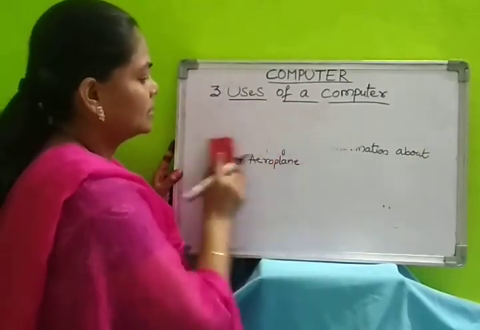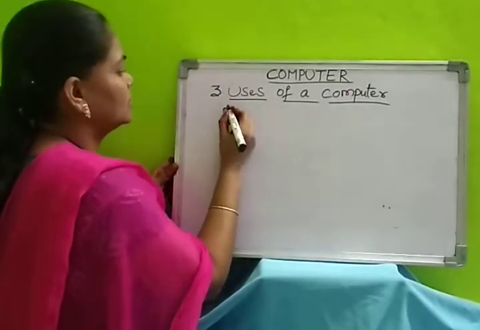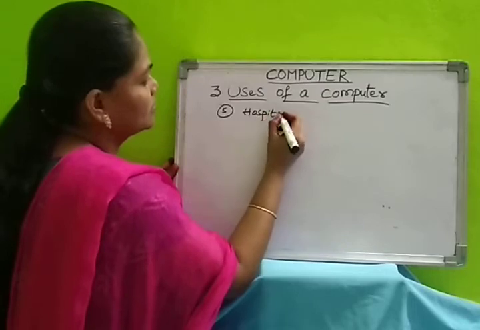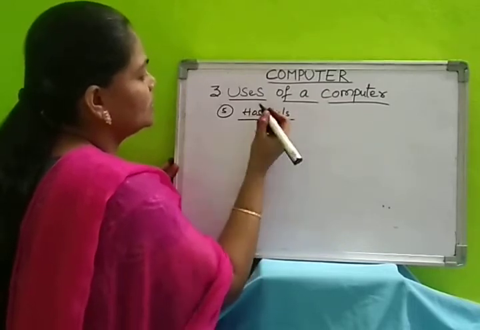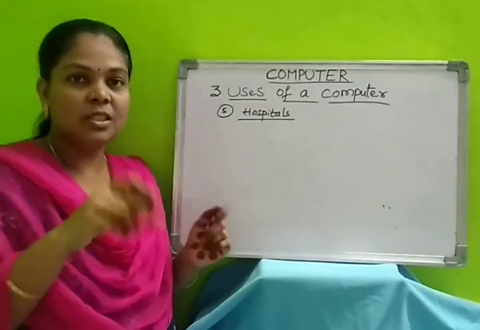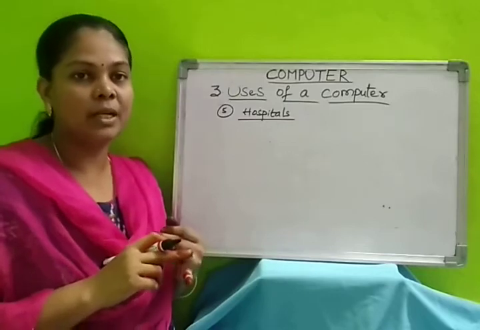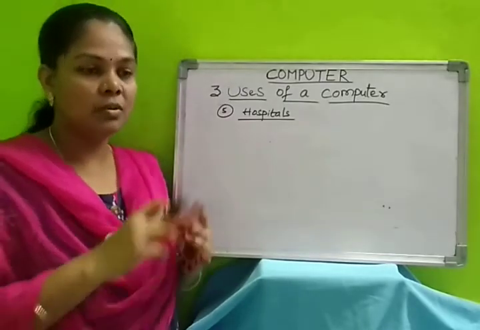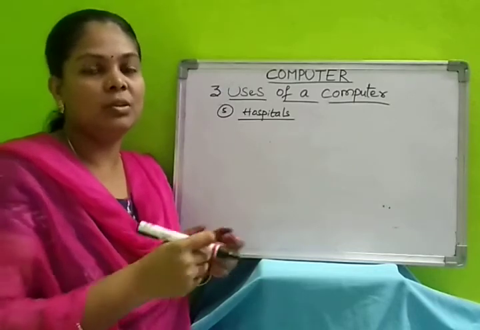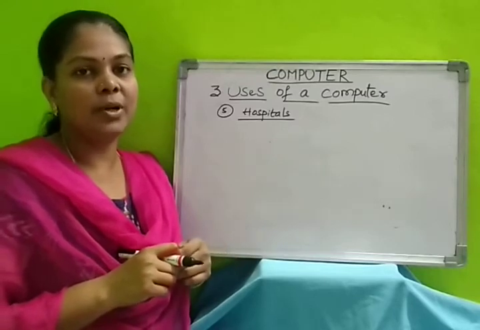Next one, hospitals. Fifth one is hospitals. In hospitals, whenever you go, first at the reception they have one system. They will write your name, your phone number, and after that they will give you one appointment form. You will take that appointment form and go to the doctor. They will check you and write the medicines on that appointment form.